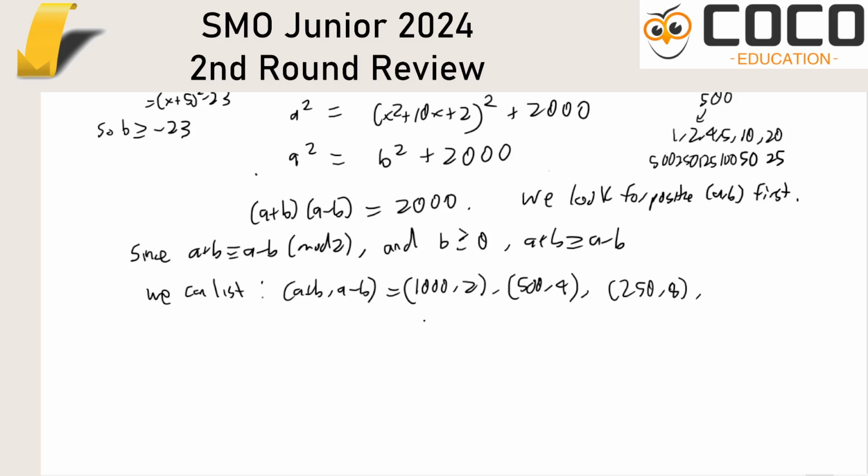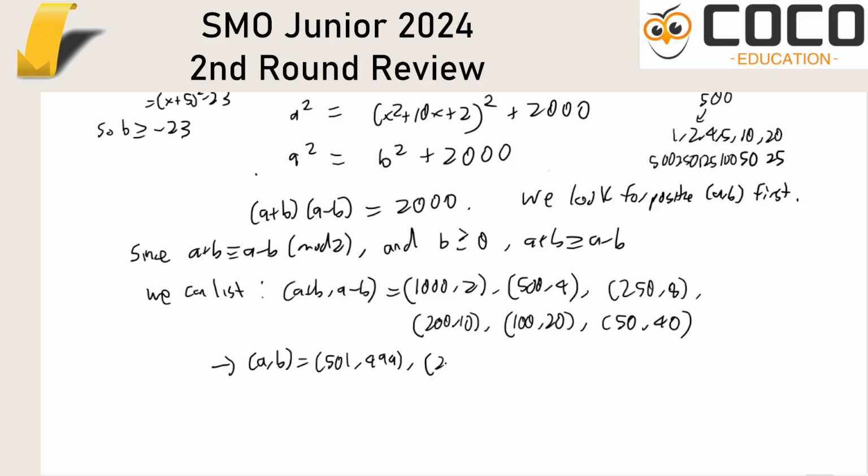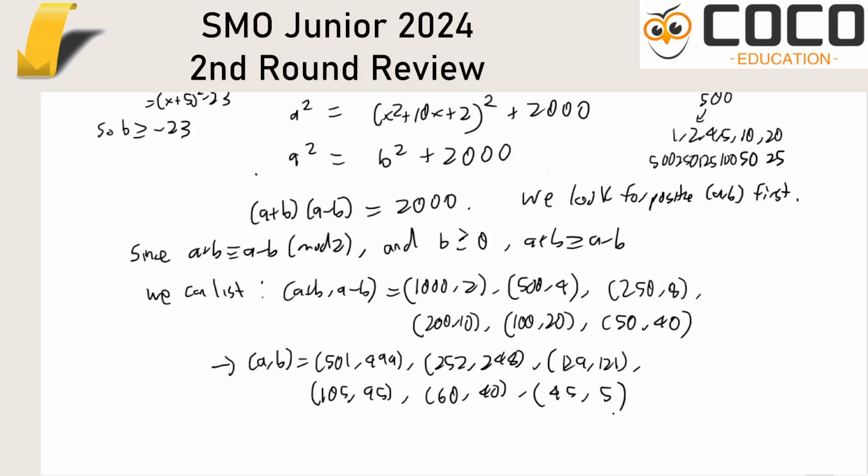So I'm just doubling all these pairs that I have down there. And so this gives me a and b. a is just the sum over 2, and b is the difference over 2. Okay, so these are the positives.